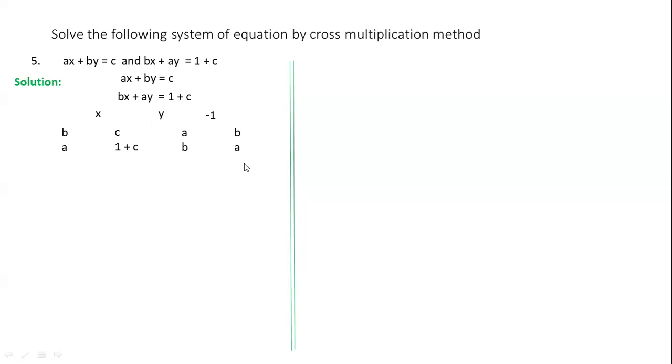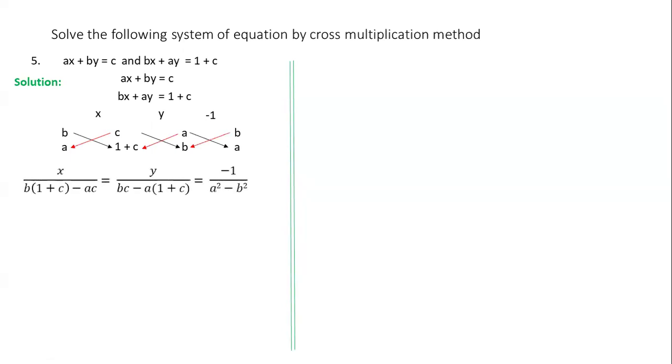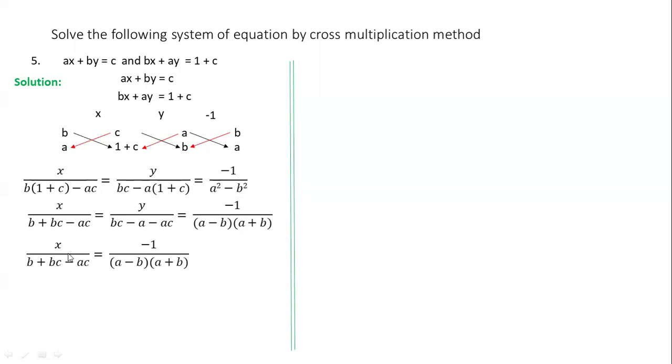Clear? I am not writing now. By now, you should remember and practice it yourself. Like this, minus this. Like this, minus this. x upon b into 1 plus c minus c into a. Okay? y upon c into b or b into c. And a into 1 plus c is equal to a square minus b square. Open the bracket. b plus bc minus ac, is equal to y upon bc minus a minus ac, minus 1 upon a square minus b square. That is a plus b, a minus b. Now let us take this and this.